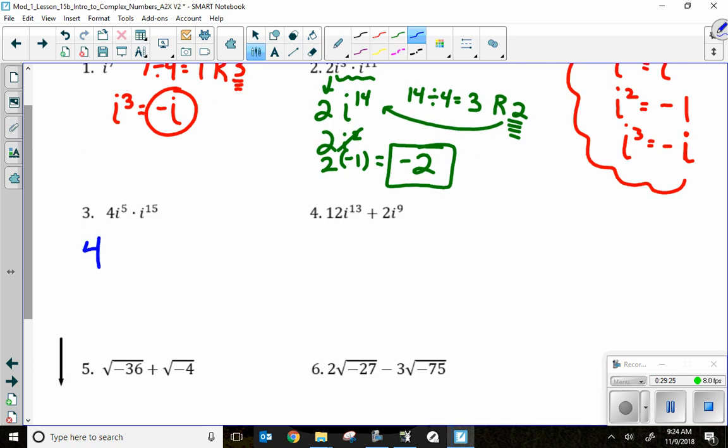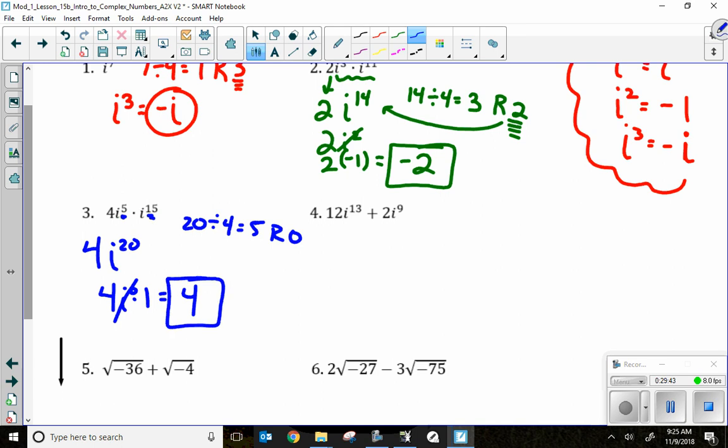We have 4. I'm going to add 5 and 15 to give me 20. 20 divided by 4, it goes in 5 times, with a remainder of 0. So that's like 4 times i to the 0. i to the 0 is like 1. 4 times 1 is 4. Very good, very good, very good.